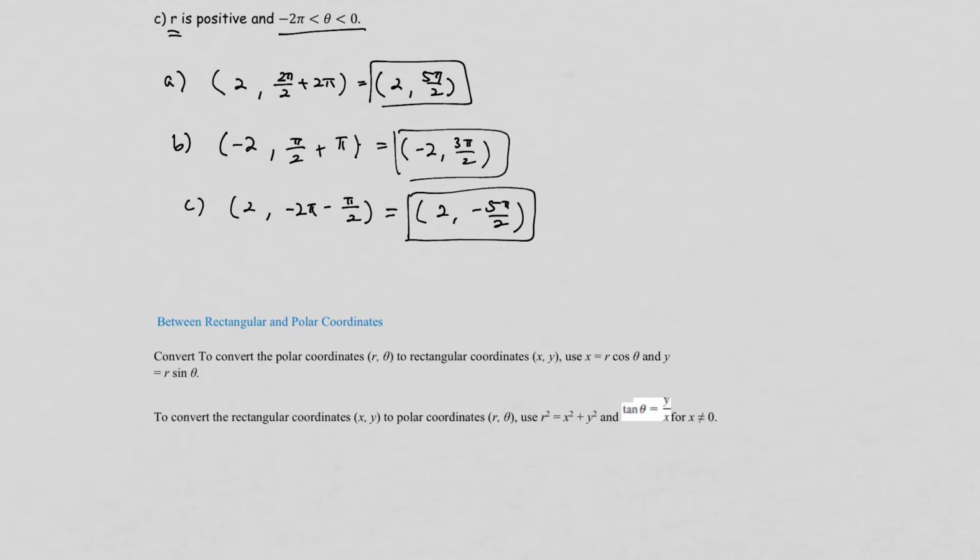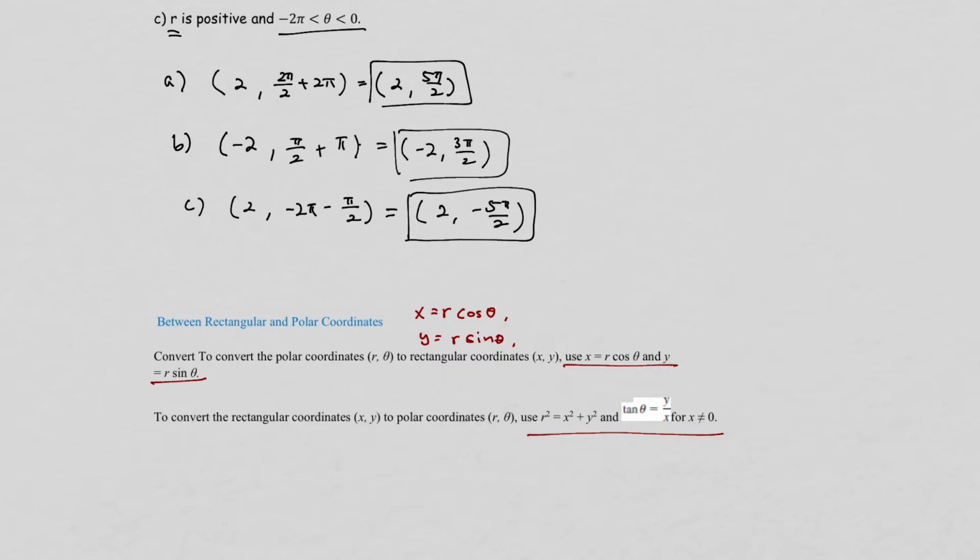Okay, now we're going to learn how to convert from the regular rectangular coordinates into polar, or polar to rectangular. In order to do that, we need to make sure we understand this part, and this part. So basically, whenever you see x, you can replace it with r cosine theta, or the other way around, and y will be r sine theta. It depends on which one you want to change to which.